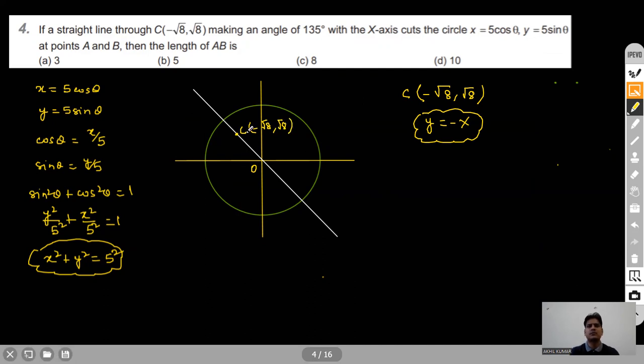Right. So what it is asking, this line meets at A and B. So how many of you agree that this AB will be nothing but the diameter of the circle? And we know the radius of the circle is 5. So what will be the length of AB, means what will be the length of the diameter? It will be 2 times 5, that is nothing but equal to 10, right? So the option D is correct for this question.